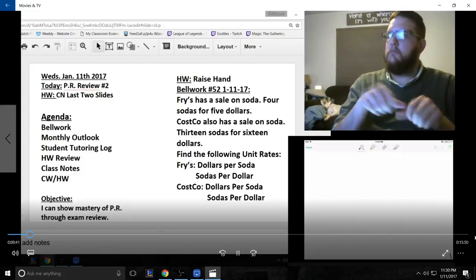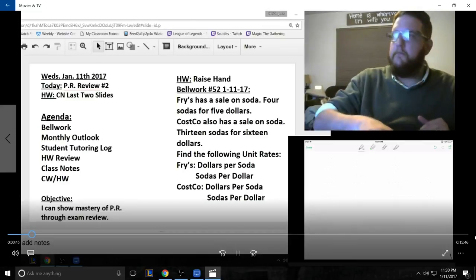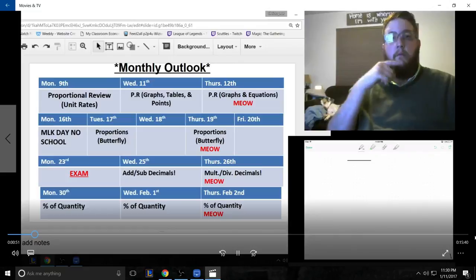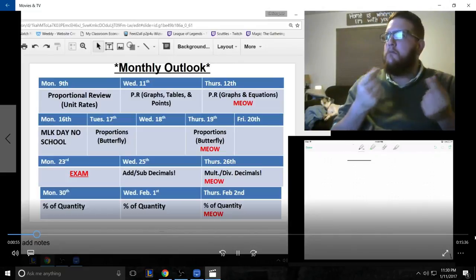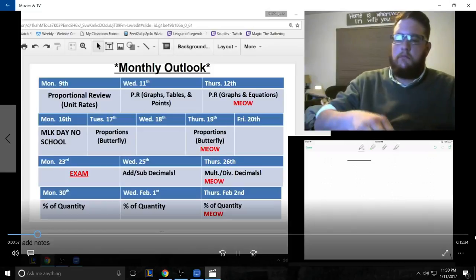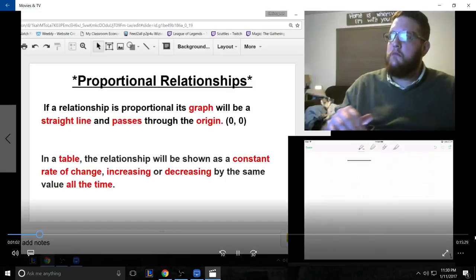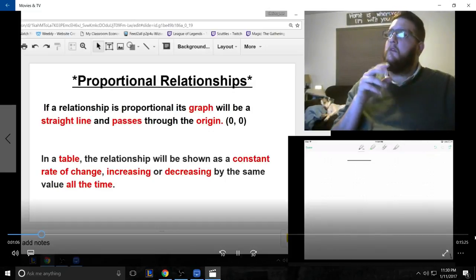So as you can see, here's our agenda. This is the first slide that your students saw. This is our monthly outlook. This is a calendar of things that are going to be coming up. As you can see, there is a quiz. It's a math end of week quiz. So now we'll get into the class notes for the lesson.